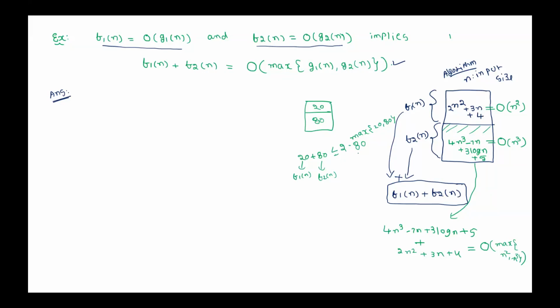So what does it mean? It means F1 of n plus F2 of n's order of growth is less than or equal to 2 times order of growth of maximum of F1 of n comma F2 of n. Is that correct?